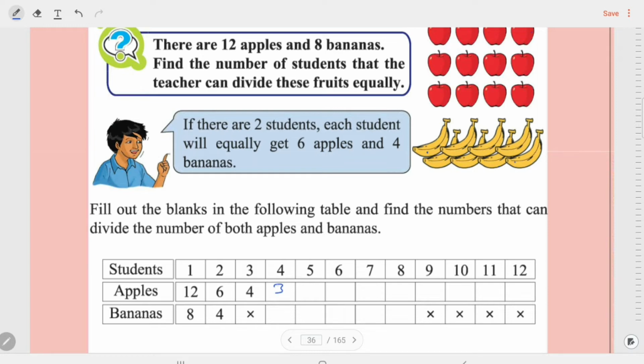Here 4 means 3 and 2. Okay, 3 apples and 2 bananas. 5 is not a factor. 6 means 2 here, this is not a factor. 7, both are not factors. 8, this is not a factor. Okay, that's it.